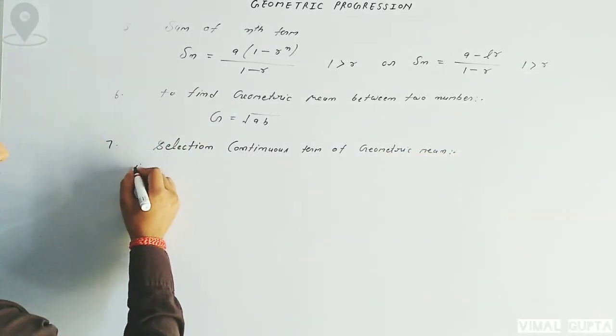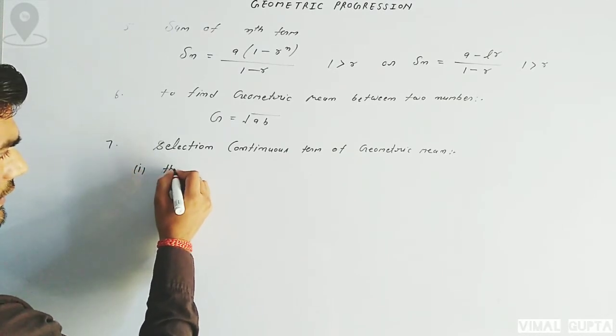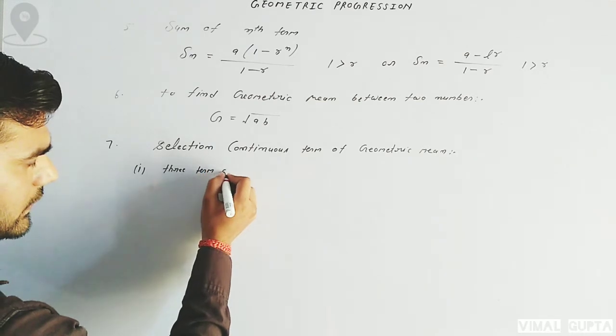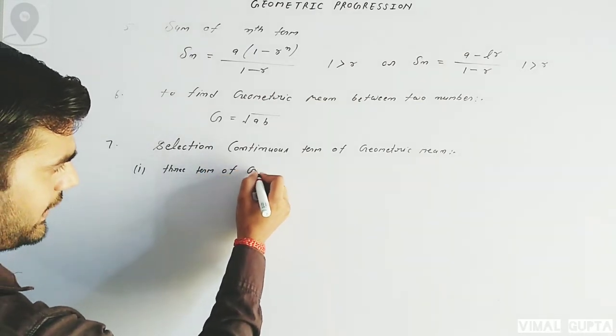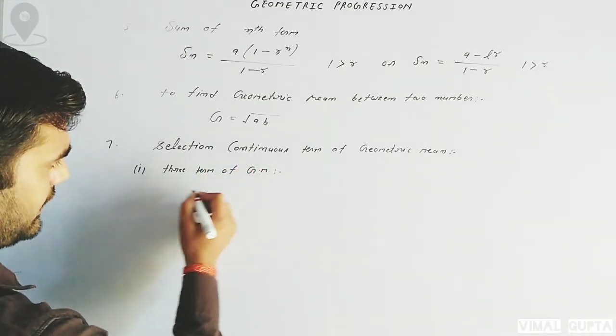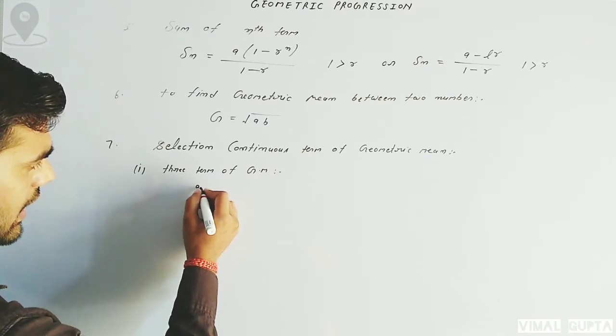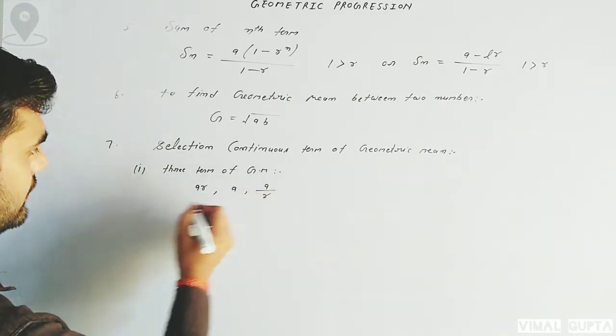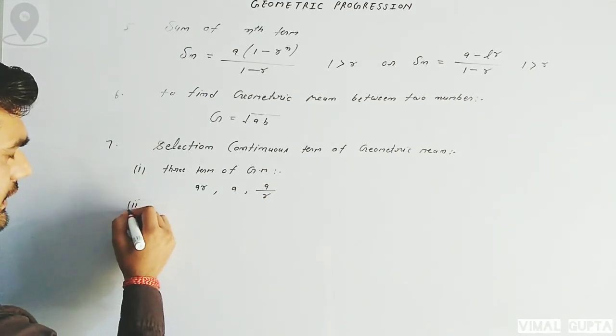First is 3 terms of geometric mean: a/r, a, ar.